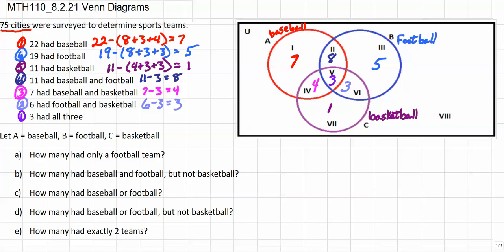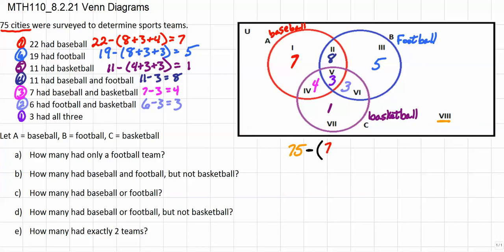Now, the one thing that I'm missing is what the universal set is, which is out here, this area right here. Remember that I had 75 cities to start with. And if I add up all the numbers that I have accumulated here and subtract that from 75, I will get the number of cities that do not have a baseball team, a football team, or a basketball team. So we'll go ahead and do that.